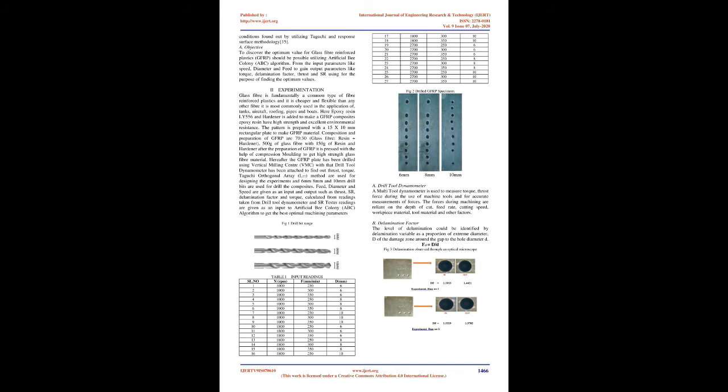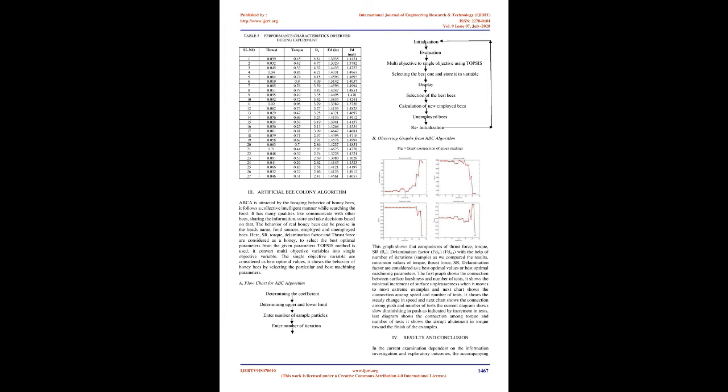After the preparation of GFRP, it is pressed with the help of compression molding to get a high-strength glass fiber material. Hereafter, the GFRP plate is drilled using a vertical milling center, VMC. A drill tool dynamometer is attached to find out thrust and torque. The Taguchi orthogonal array L27 method is used for designing the experiments, and 6 mm, 8 mm and 10 mm drill bits are used to drill the composites.